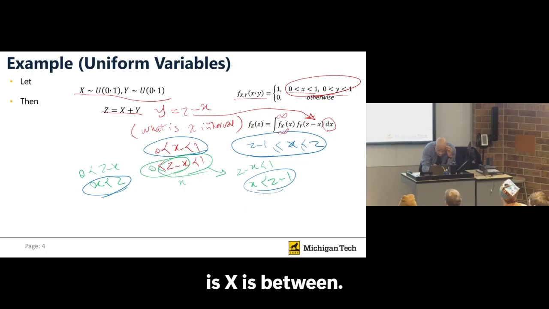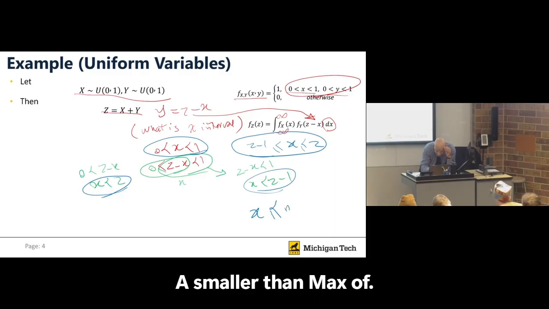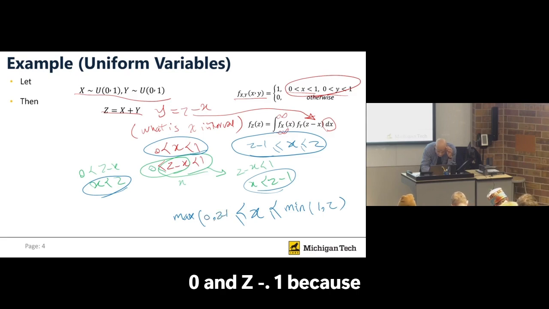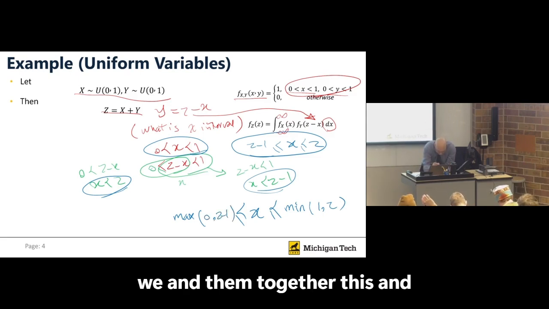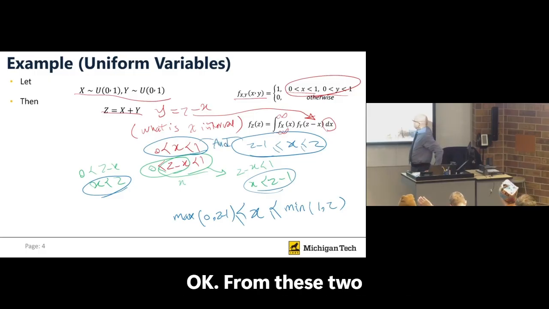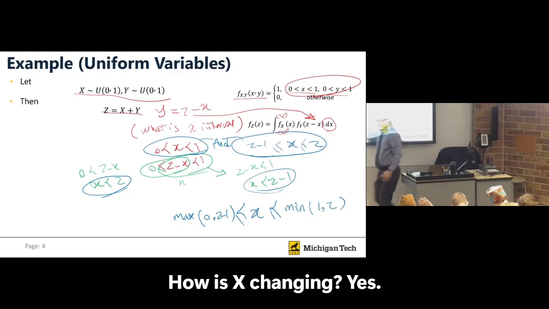And the result is x is between the min of 1 and z, and the max of 0 and z minus 1. Because we AND them together, this and this, to find x. From these two, we get this. So we know how x is changing.